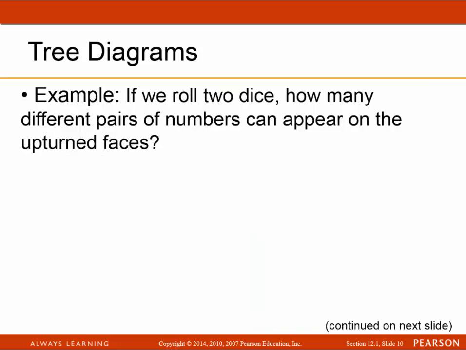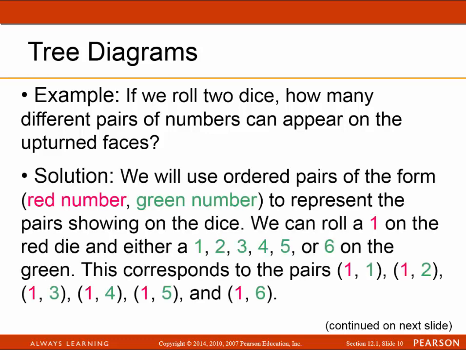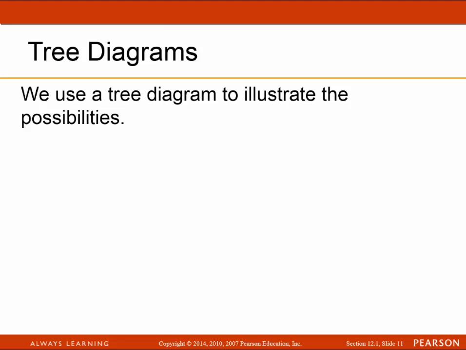Now, if we roll 2 dice, how many different pairs of numbers can appear on the upturned faces? So here's the solution. We will use ordered pairs to form the red number and the green number to represent the pair showing on the dice. So we can roll a 1 on the red die and either 1, 2, 3, 4, 5, or 6 on the green die. So the possibilities would be 1,1; 1,2; 1,3; 1,4; 1,5; 1,6. So let's go ahead and use the tree diagram to illustrate all the possibilities.